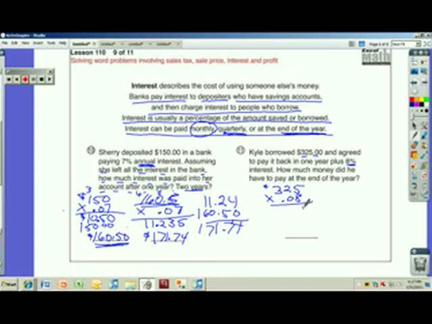8 times 5? 40. Carry the 4. 2 times 8? 16. Plus 4? 20. Carry the 2. 3 times 8? 24. Plus 2? 26. Okay, so where's the decimal point? How much money is that? $26. And I have to add that to my amount that I borrowed, right? So you get $351 that he has to pay back to the bank.